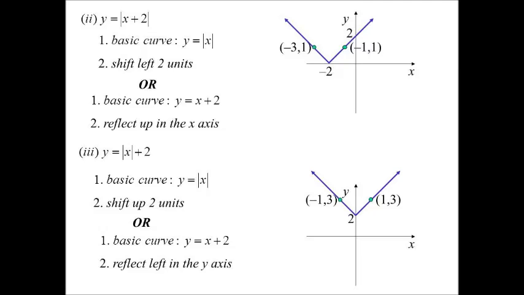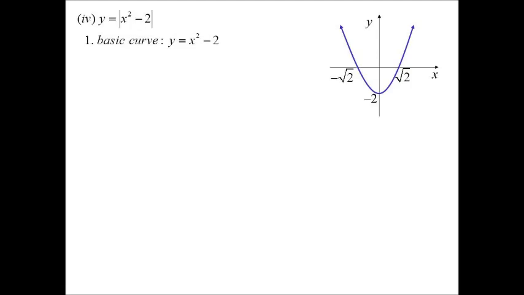Let's have much more fun with things like this. Don't have to be straight lines. Absolute value of x squared minus 2. Well, there's y equals x squared minus 2. So whatever is below is reflected above. We get a nice neat graph there.